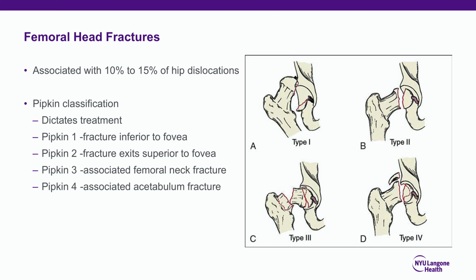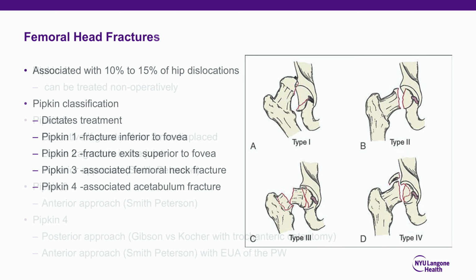The Pipkin classification is important because it also dictates treatment. A Pipkin type 1 has a small inferior head fragment and is in the non-weight bearing portion. Type 2s are above the fovea and involve the weight-bearing portion. Type 3 are associated with a femoral neck fracture, and these have a devastating impact on the longevity of the femoral head due to a double hit in both the femoral neck and the femoral head in terms of its blood supply. Type 4s are either type 1 or type 2 that are associated with the posterior wall acetabulum fracture.